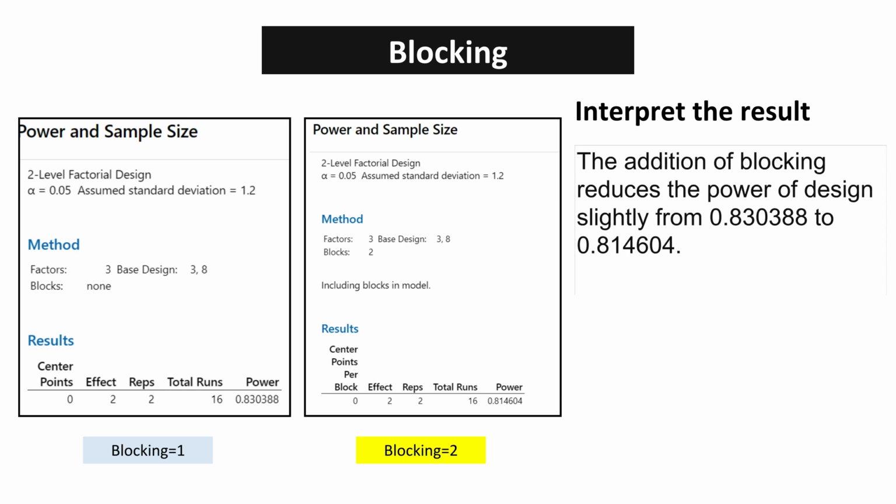The incorporation of blocking into a design has been found to have a slight impact on its power, reducing it from 0.830388 to 0.814604. When blocking is introduced, it can limit the variability within each block, which in turn reduces the overall variability in the experiment. This reduction in variability can lead to a decrease in the test's ability to detect differences or effects that may exist within the population.